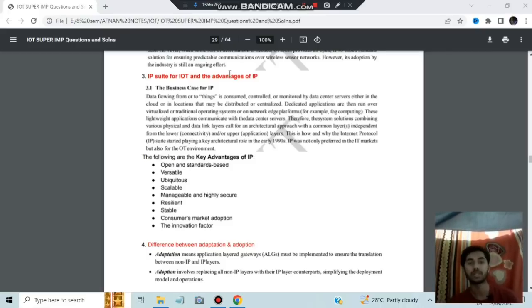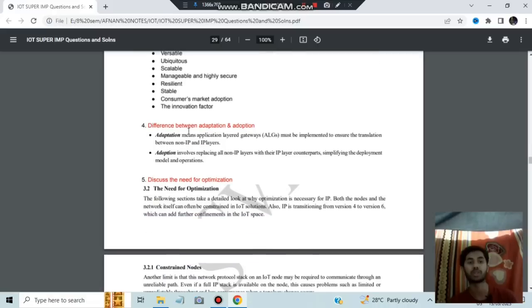What are the advantages of IP? These are the keywords given. You can find the definitions in the official ones. So these are the advantages of IP. Very important question from the exam point of view.